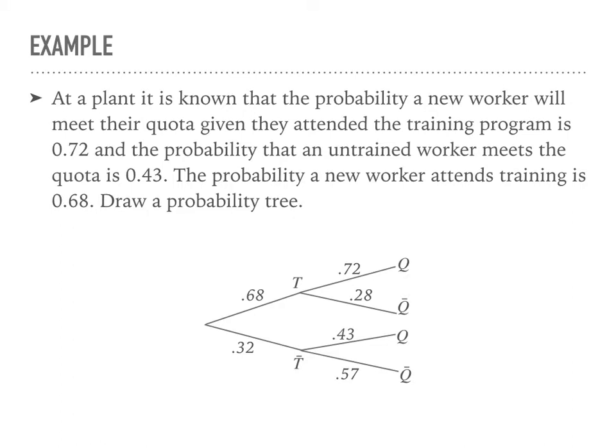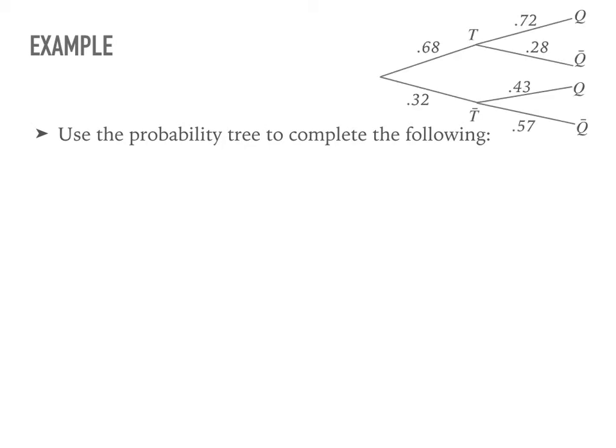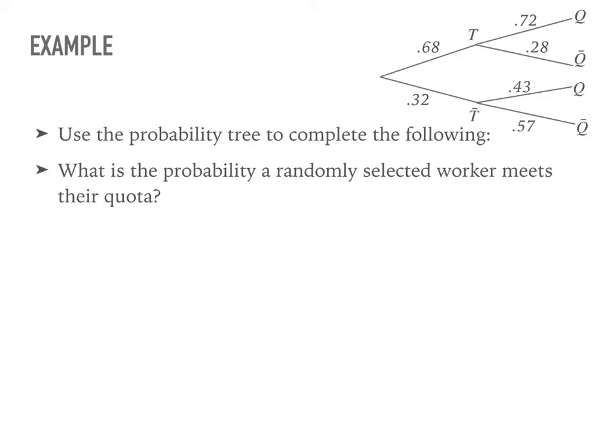Now, let's use this information as we actually find some probability. So use the probability tree to complete the following. What is the probability that a randomly selected worker meets their quota? Well, looking at our tree, there's 2 different places where a worker will meet their quota. If they're a trained worker that meets their quota, or if they're an untrained worker that meets their quota.